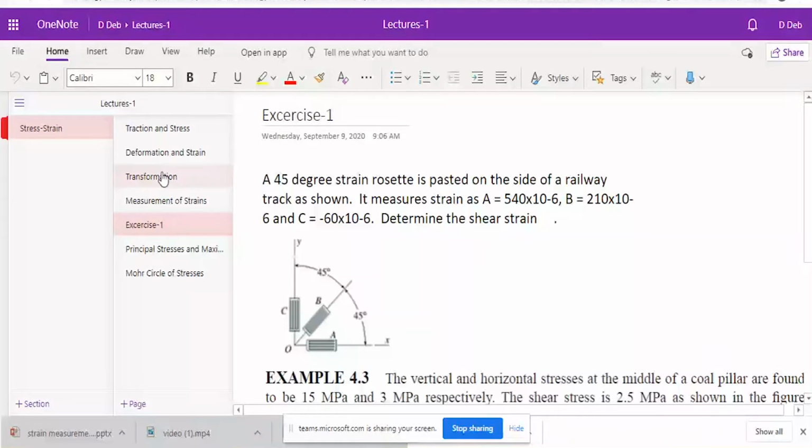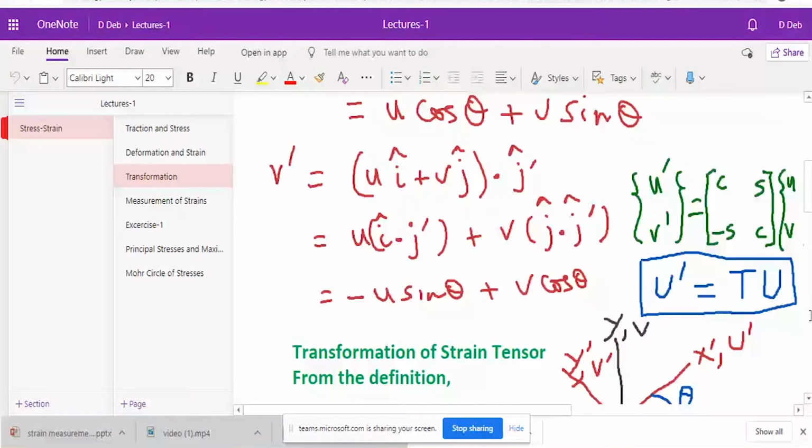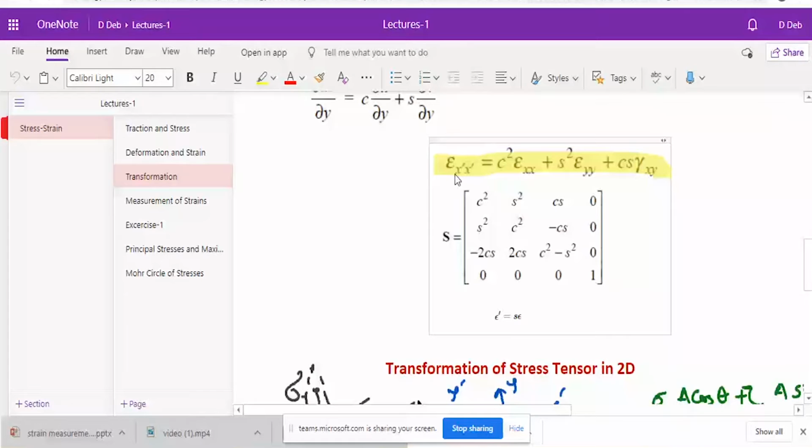Anybody? This is a very simple calculation. I have already given you the hint, everything. See, this is the epsilon 45 degree. So what will be cos square? The cos square will be 1 by 2, half. Okay, 1 by root 2 whole square. Plus 45. Sir, is it minus 60 into 10 to the power minus 6? Maybe I did not calculate.